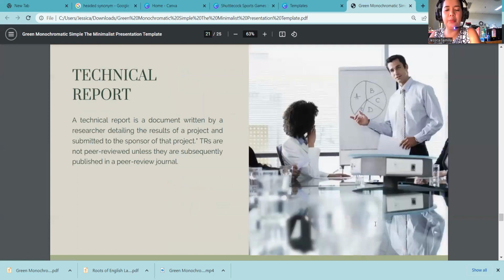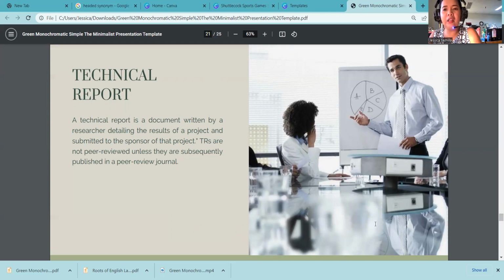So next one that we're going to be dealing with is technical report. The difference of a business report to a technical report is basically that a technical report is more of a detailed results of a project. Unlike in business, this is more of sales, more of data, more of the purpose is into business. But here in technical report, this is more of a document written by a researcher detailing the results of a project and submitted to the sponsor of that project.